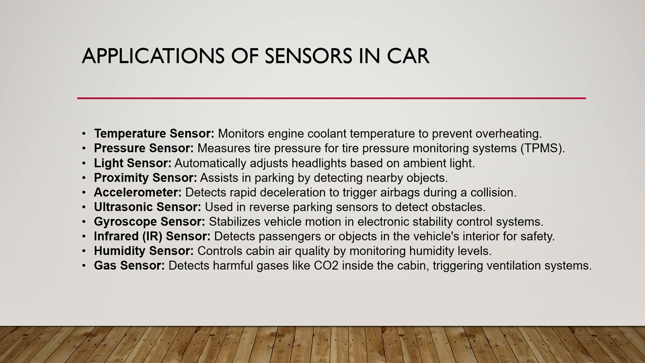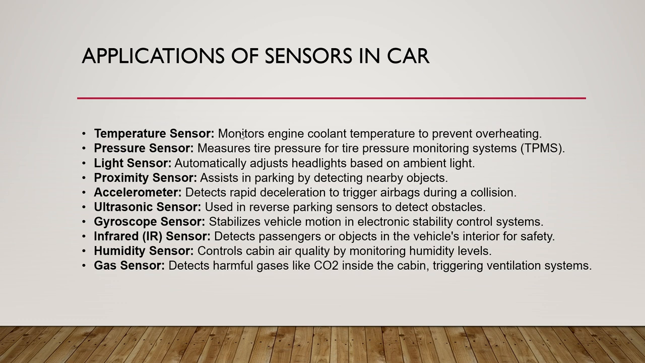Humidity sensors control cabin air quality by monitoring humidity levels. When we monitor the AC, there are three modes: manual, auto, and one which can detect the internal temperature of the car using the humidity sensor and give the air quality inside the car.